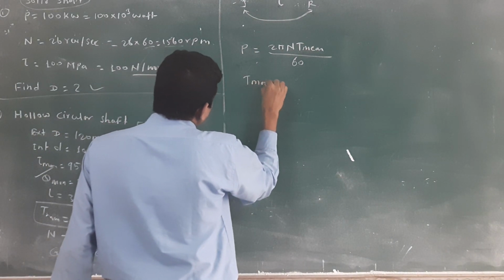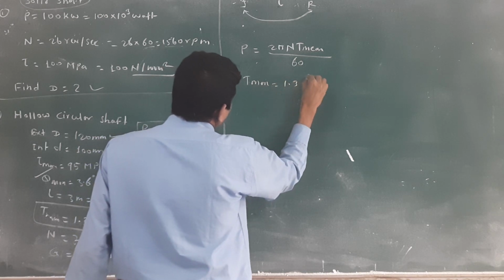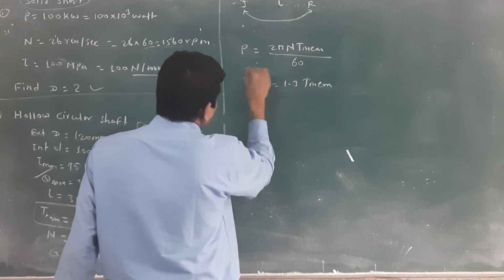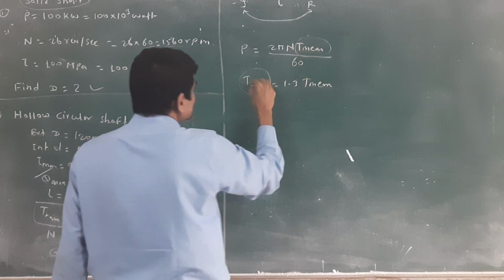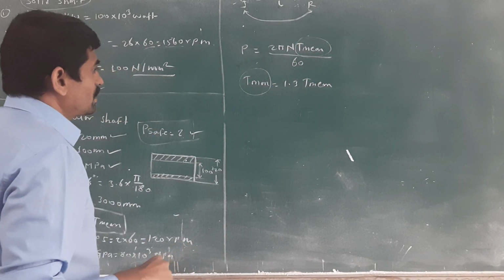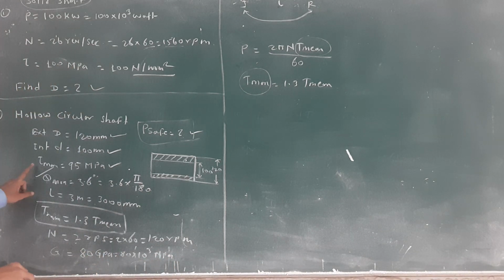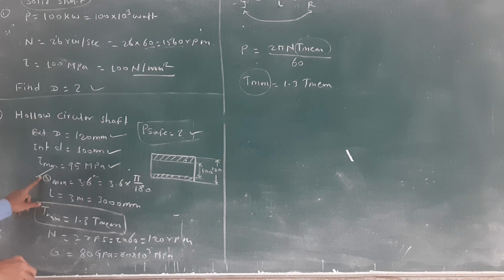T max is equal to 1.3 T mean. But we don't know the T max here. We don't know the second step, T max, right? Then how to calculate the T max? Here two conditions are given.